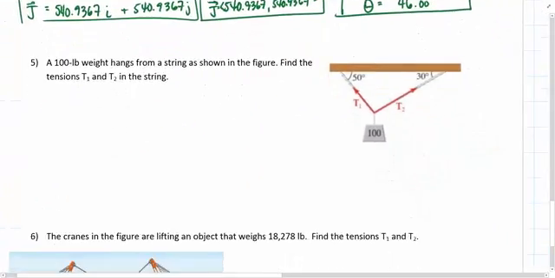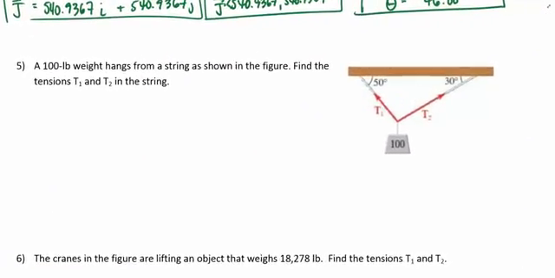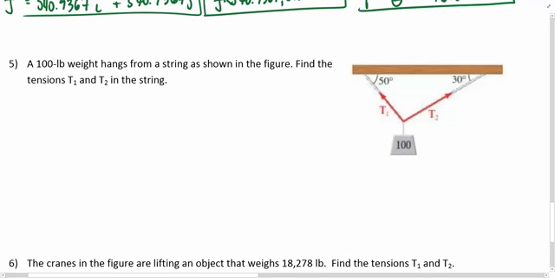Moving on, we have a 100-pound weight that hangs from a string as shown in this figure. Find the tensions T1 and T2. It's a little bit blurry here. Here's T1, here is T2, and I'm going to draw in a third vector, and I'm going to call this one T3. That's the vector from the weight as it's falling. Now, if we sketch in our horizontal axes, if we see that this angle measure in the top right-hand corner is 30, then this angle is also 30 degrees.